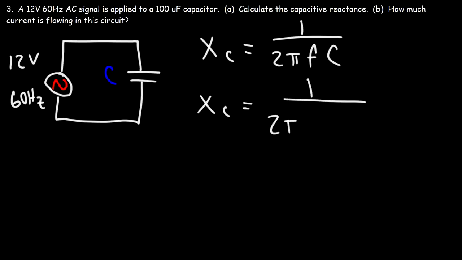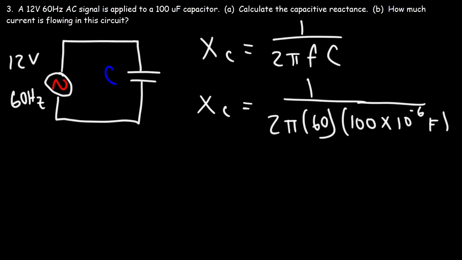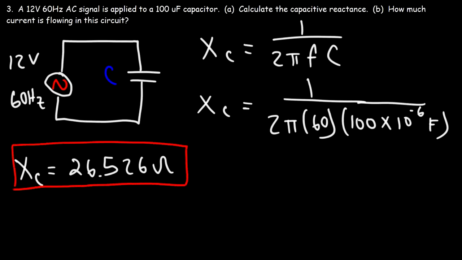So the frequency of the signal is 60 Hz. The capacitance is 100 microfarads, and micro is 10 to the minus 6. So it's 1 divided by 2 pi times 60 times 100 times 10 to the minus 6. And so you should get 26.526 ohms. So that's the answer for part A. Now part B, what is the current?